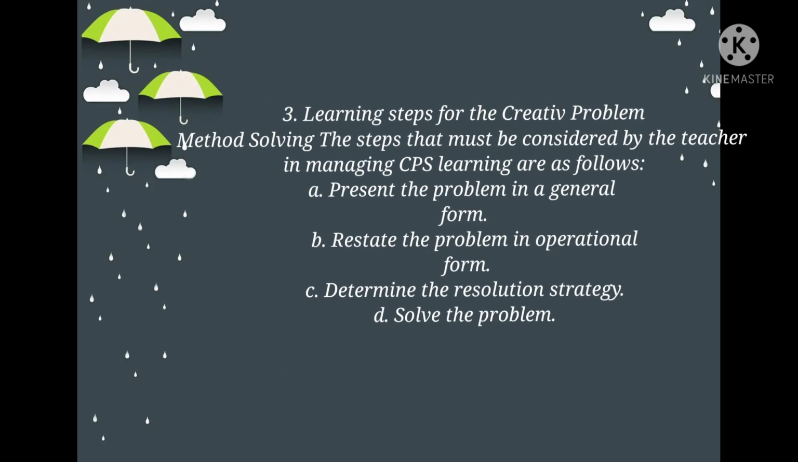Number 3. Learning steps for the creative problem-solving method. The steps that must be considered by the teacher in managing creative problem-solving learning are as follows. Part A. Present the problem in a general form. Part B. Restate the problem in operational form. Part C. Determine the resolution strategy. Part D. Solve the problem.